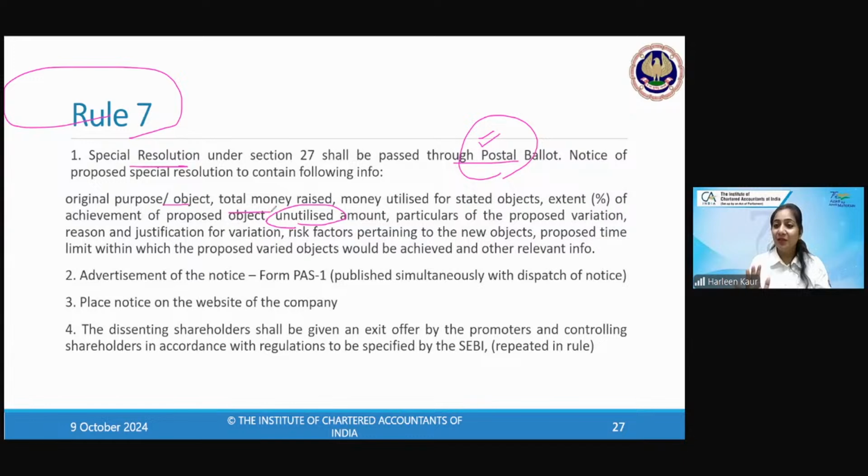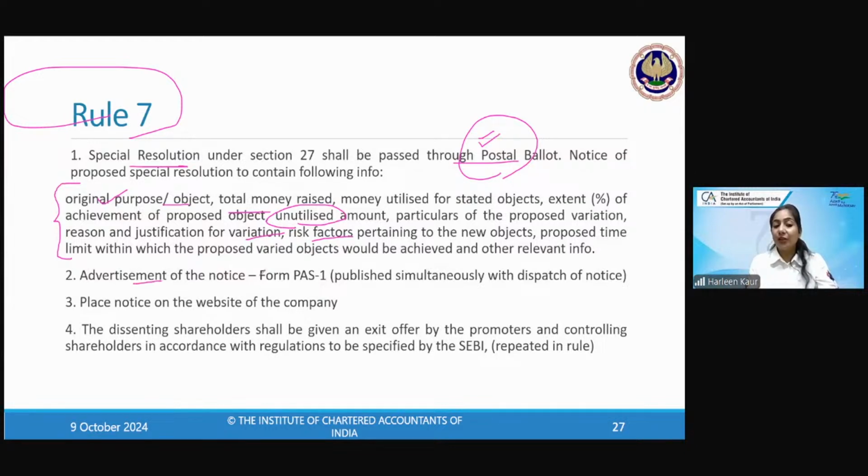It is not an easy task, as you mentioned, ma'am. Yes, it's not an easy task. But yes, you can make the changes, provided you go through the entire section 27 and rule 7. Whatever variations you want to bring, whatever the risk factors are, all these things have to be mentioned, how the changes will take place by SR, and the notice which you are sending in SR shall contain all these factors.